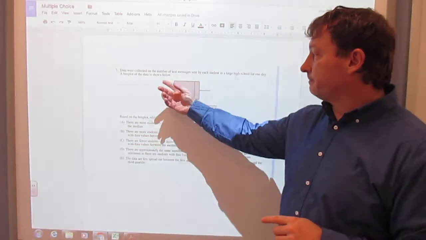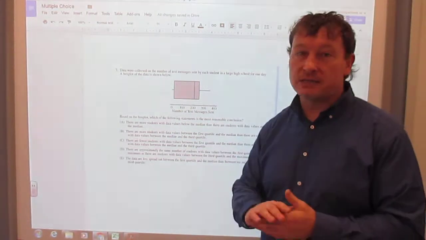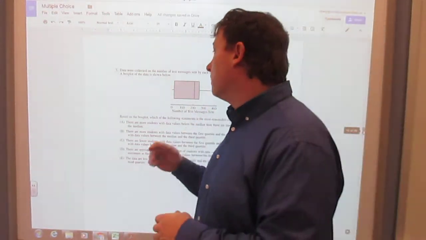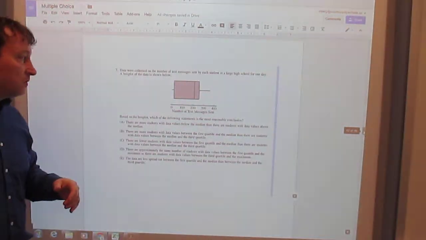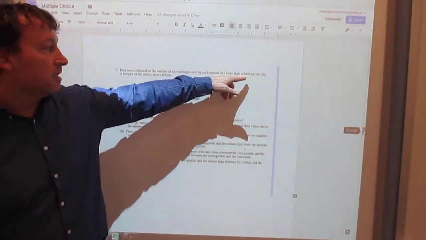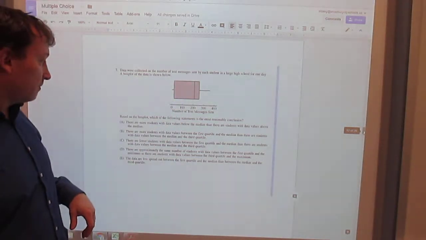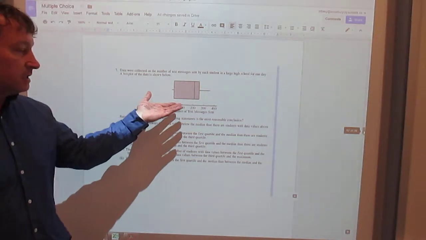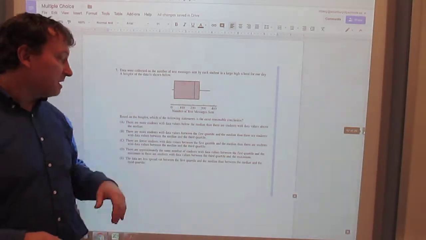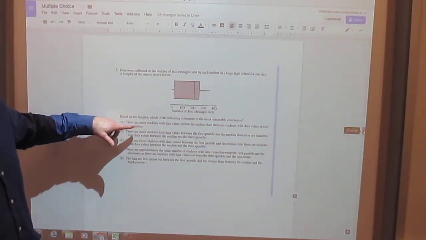Here's another thing. Oh, this is a key one. This is a great one they like to ask about box plots. They ask you about the number of things that are going on in the box plot, the number of data points. So my first question, if we read this: data were collected on the number of text messages sent by each student in a large high school for one day, and here's the box plot. How many students did they talk to? We can't tell how many students they talked to. But here it's trying to ask you questions about how many students.